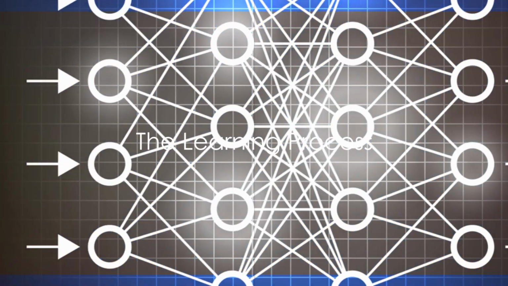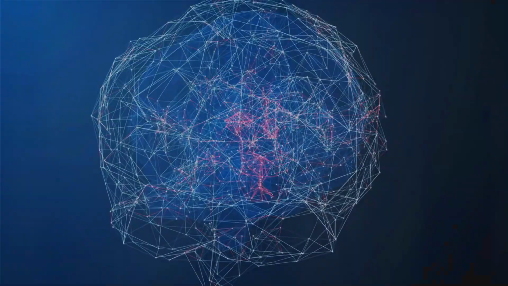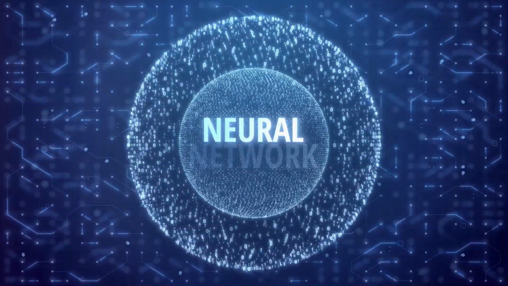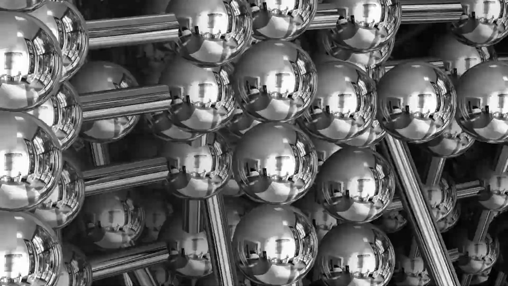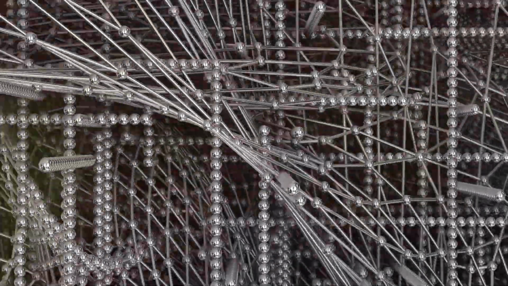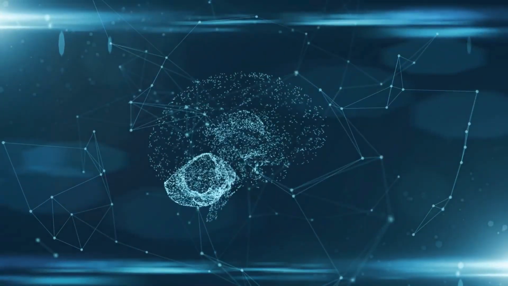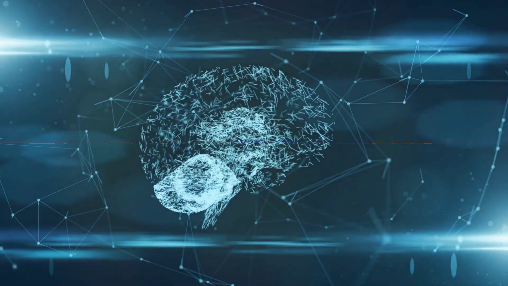Step 3. The learning process. This is where things get interesting. The learning process involves adjusting the weights of the connections in the network. This is done through a process called backpropagation. In backpropagation, the system adjusts the weights of the connections based on the error in the output. Over time, the network learns to make better predictions.